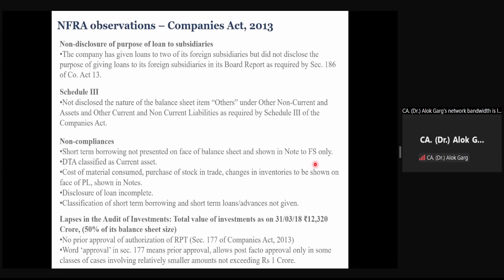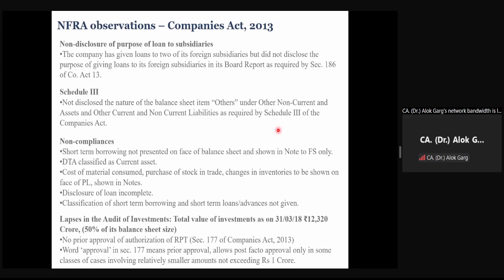There are a lot of non-compliances relating to the format of the financial statement in Schedule 3. For example, the company has disclosed in the balance sheet some assets and liabilities as others: other non-current asset, other current asset, other non-current liabilities, other current liabilities. Schedule 3 requires disclosure of the breakup of those others, right? What is my other non-current asset, non-current liabilities? What is my other current asset, current liabilities? This is required to be disclosed in the notes to accounts under Schedule 3, but it was not disclosed.